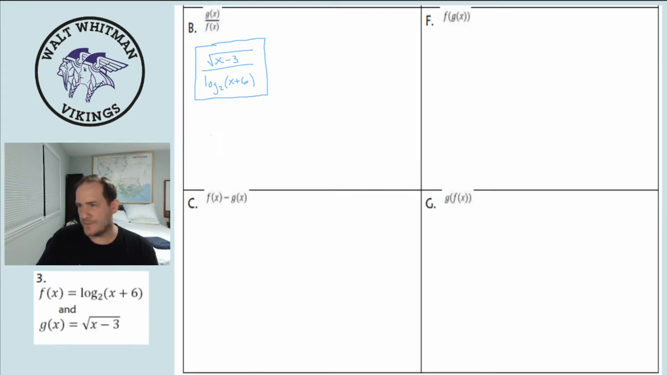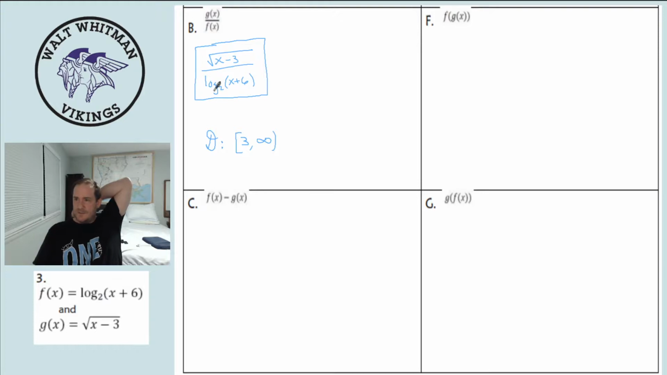Okay, now what's our domain? We know that it's still going to involve the intersection of the two sets, so that's 3 to infinity. But there should be an extra restriction down here, because if this log function was allowed to equal 0, we would have trouble. Mr. F blew it though, again. I'll explain why.